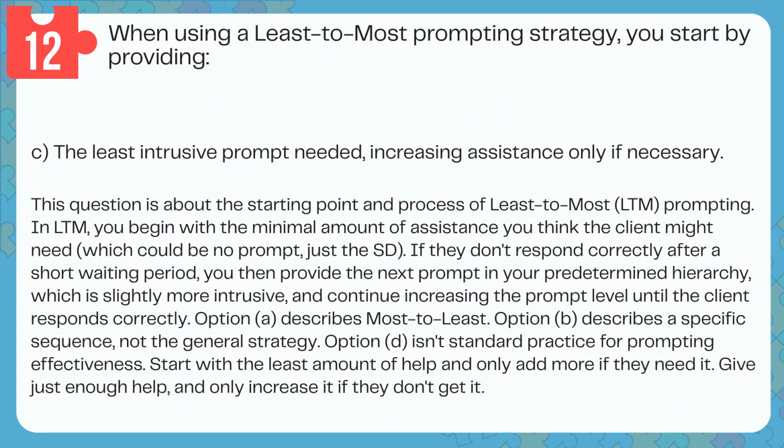Option A describes most to least. Option B describes a specific sequence, not the general strategy. Option D isn't standard practice for prompting effectiveness. Start with the least amount of help and only add more if they need it. Give just enough help and only increase it if they don't get it.